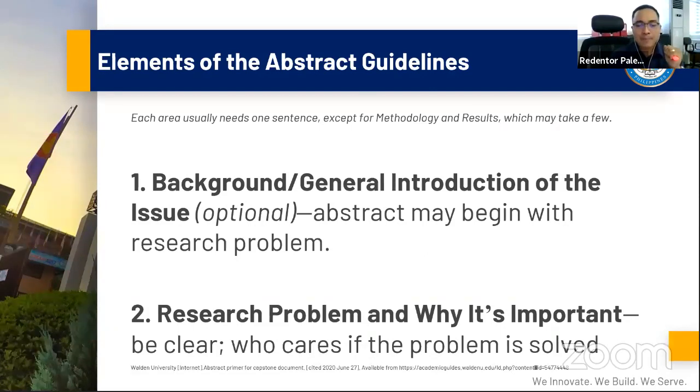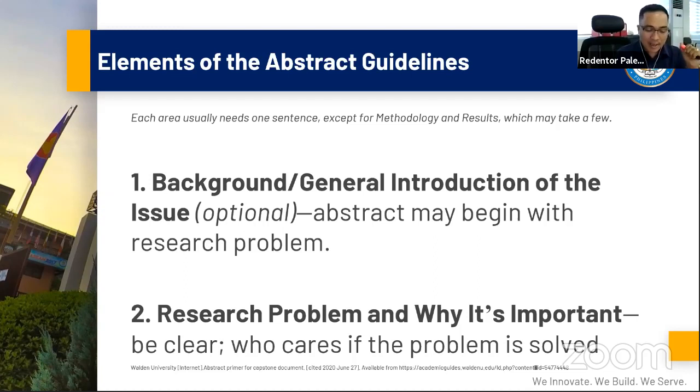Later on, after the discussion of each part, we will have an exercise, and we have to take note of the parts so that you will always be guided. So let's go to the next movement, number 2. We have the research problem and why it is important. So how do we write our research problem in our abstract? When we present our research problem in our abstract, make sure that you state it clearly.